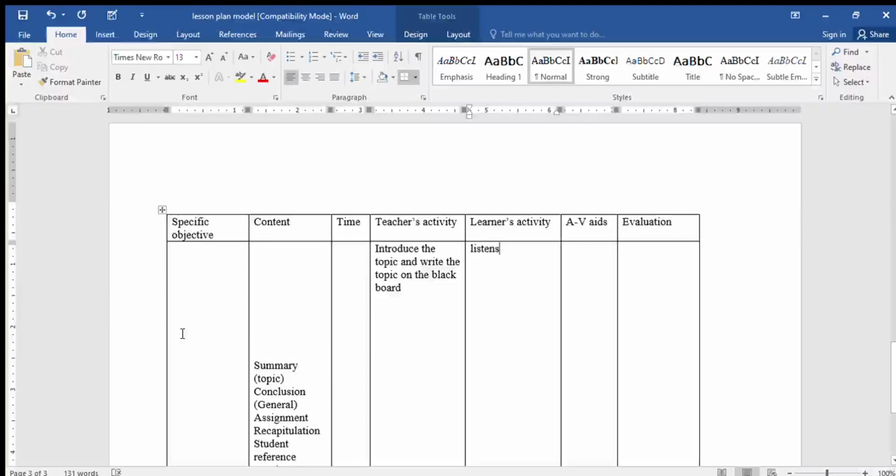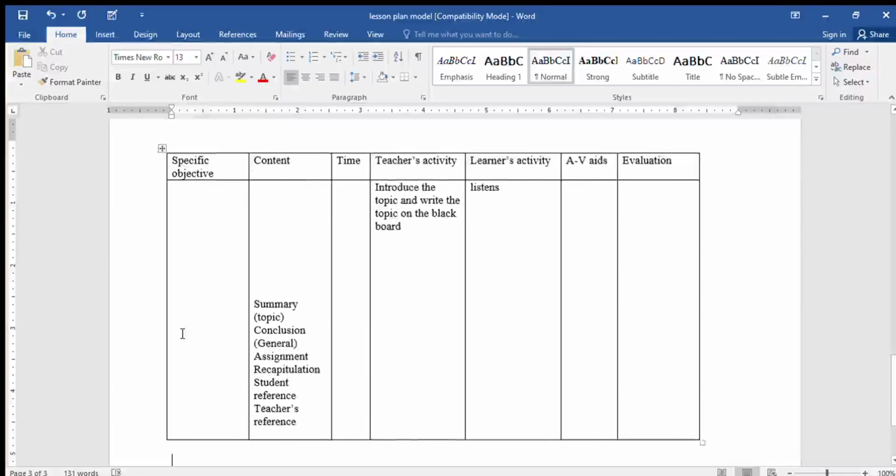So the first specific objective is define the cirrhosis of liver. Once you finish your introduction, next you can write, define the cirrhosis of liver. And the content, you have to write the definition. And time: how much time you need to define the topic.